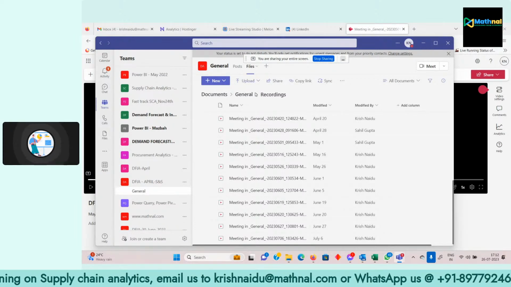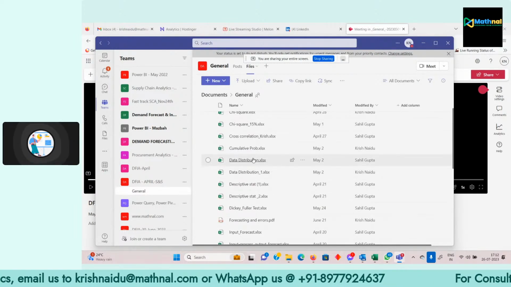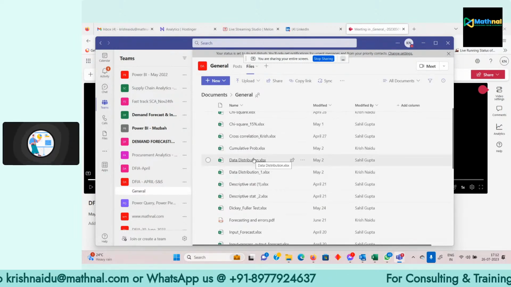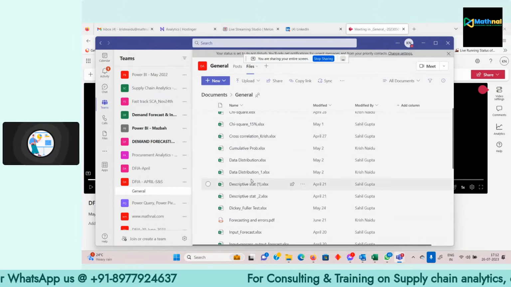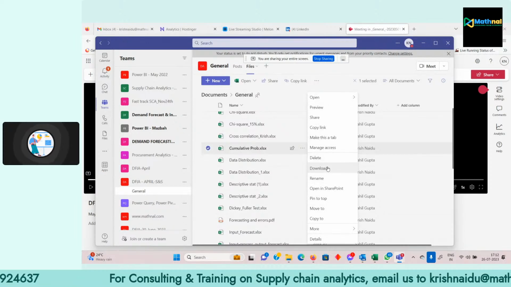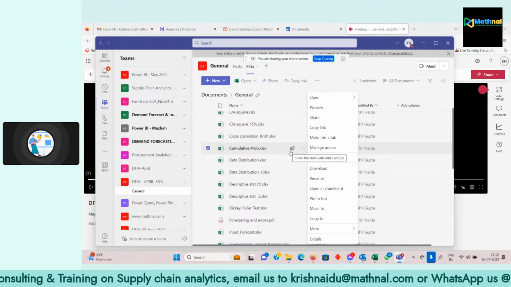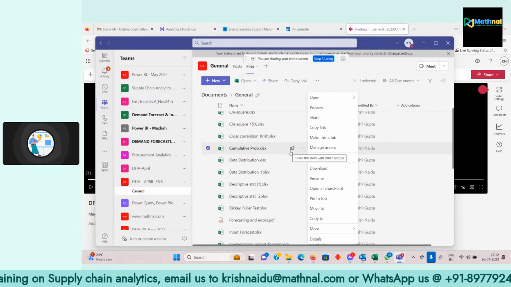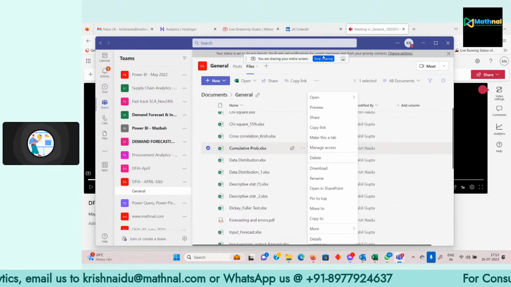We'll also give access to the files. These are the templates which we cover during the training program. You can download these templates from here, as the download option is there, and put them in your local folder. This is another advantage. All these templates you can directly use on your projects.